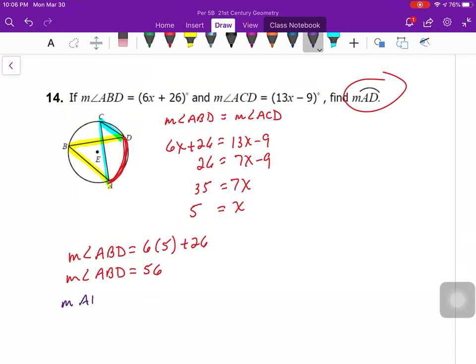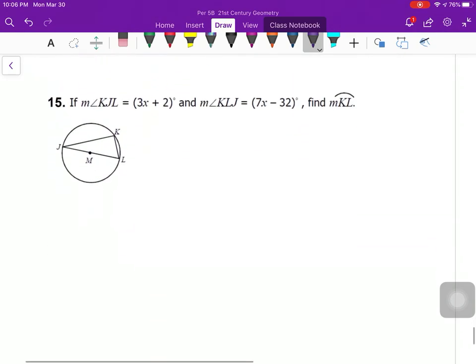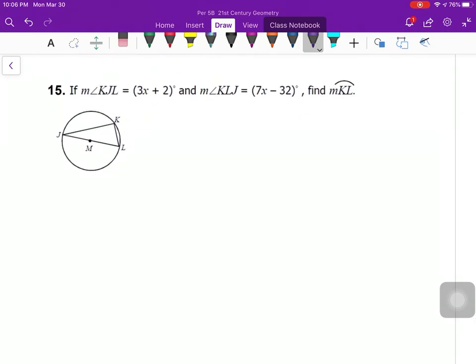And then the measure of arc AD has to be equal to twice as much, 2 times 56. So the measure of arc AD will be 112. The arc, again, is twice as big as the inscribed angle. The inscribed angle is only half of the arc. We just got a couple more examples to go through.